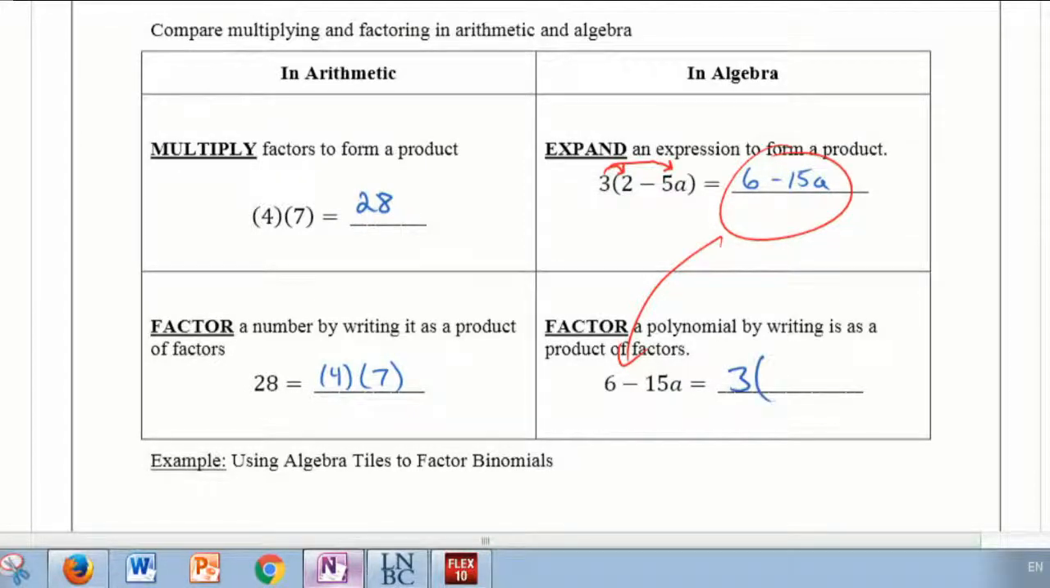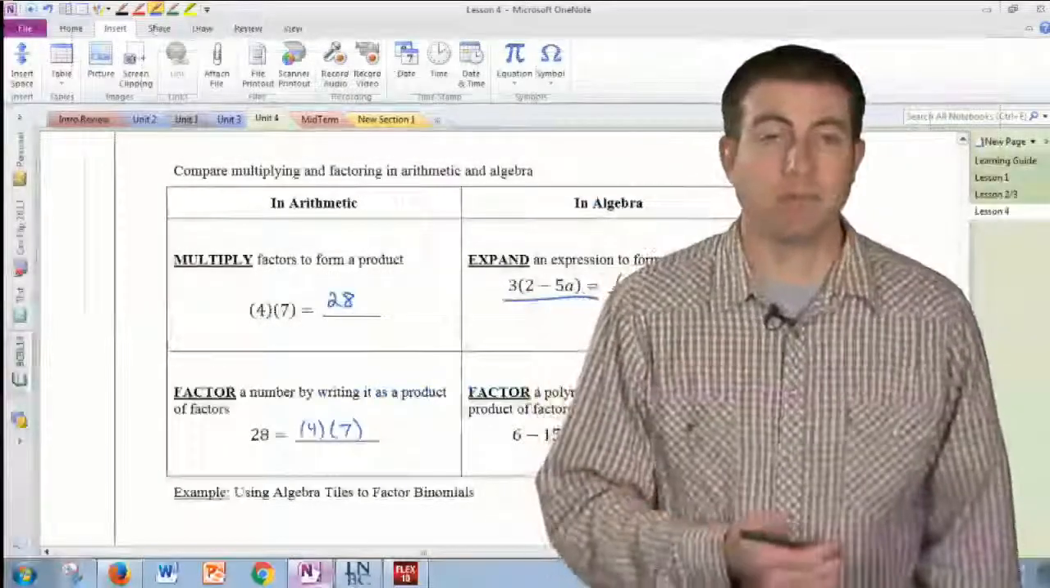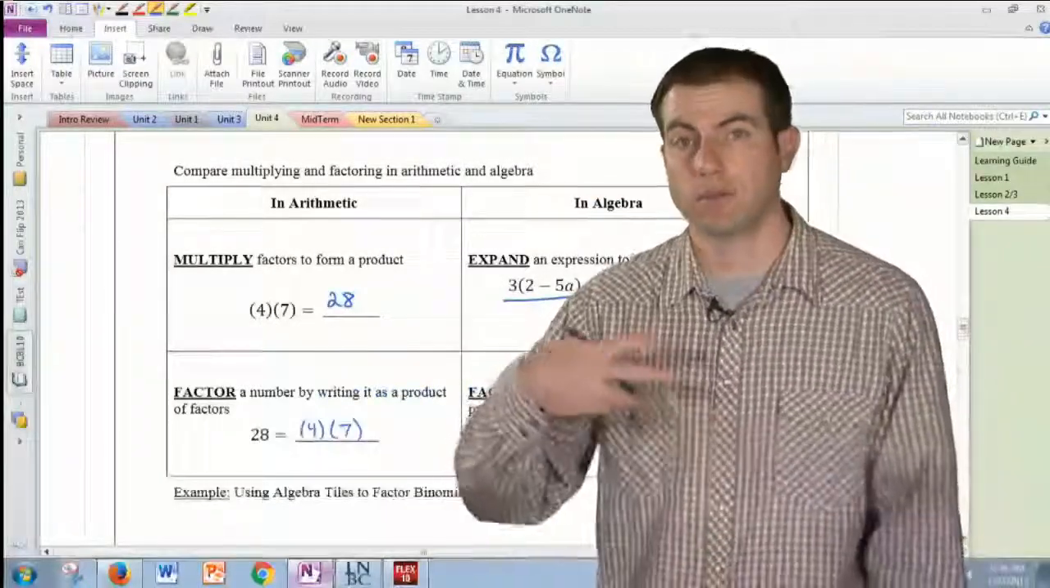If I have a 3 on the outside, 2 minus 5a, basically both terms here, the 6 and the 15, contain a 3. And if I pull the 3 out of each of those, I'm left with 3 times 2 minus 5a, which is what I originally started with up at the top here. So factoring is the opposite of multiplication.